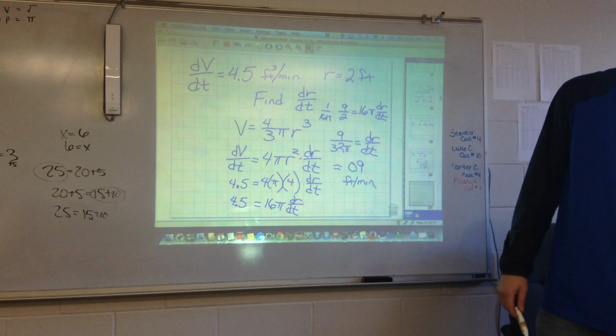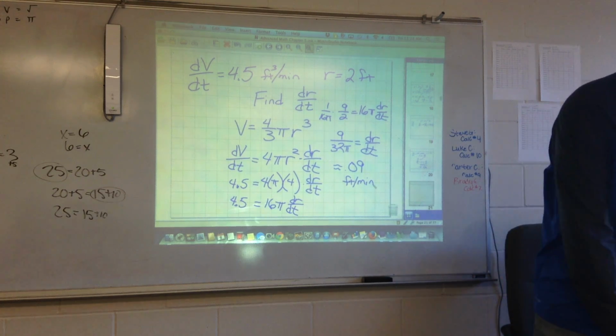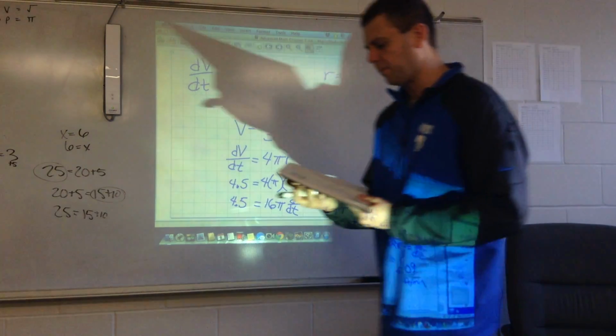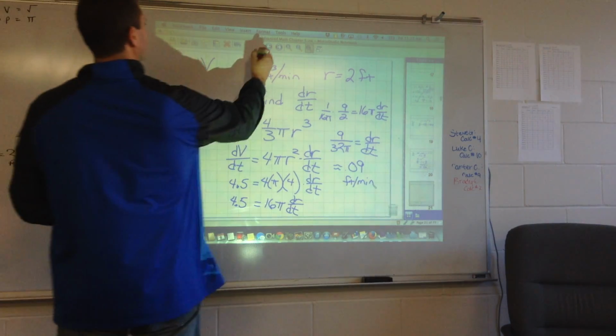Trying to decide if I want to do one more. It might not hurt to do one more, and then I'll just give you problems. Let's go to example 4 on page 152. It'll be fairly challenging.